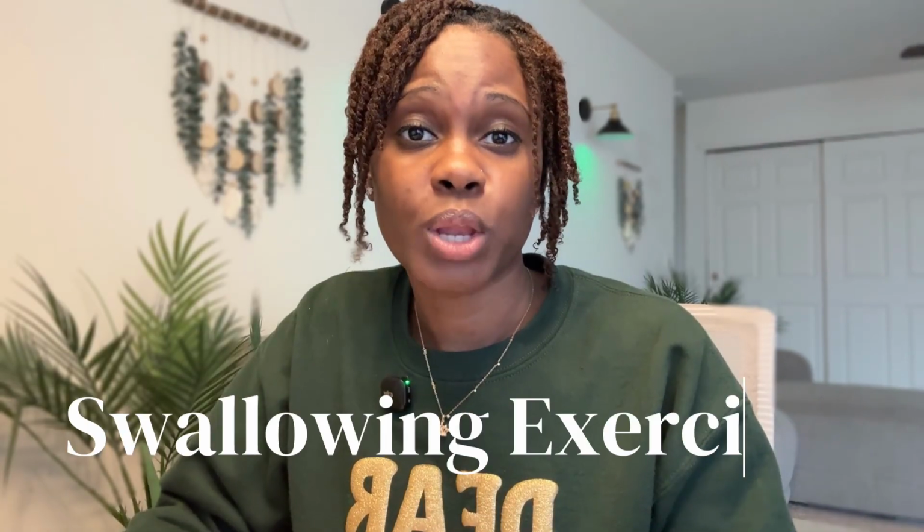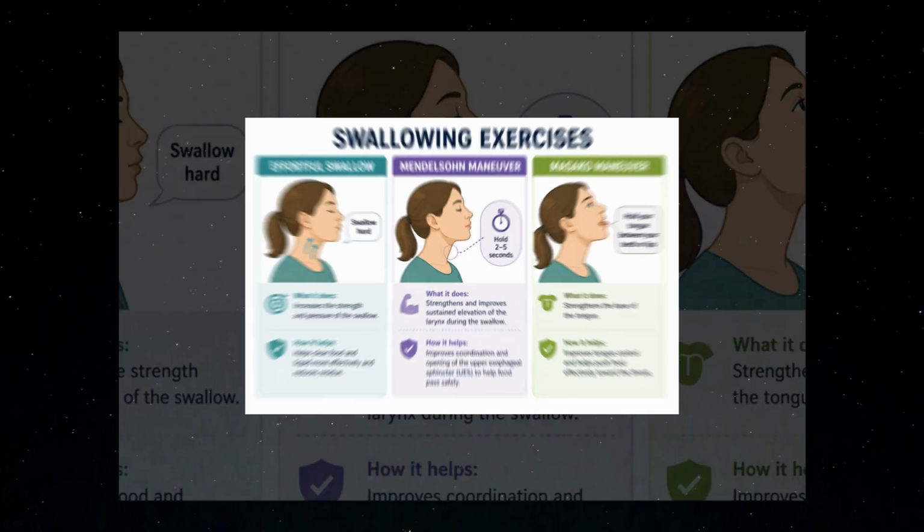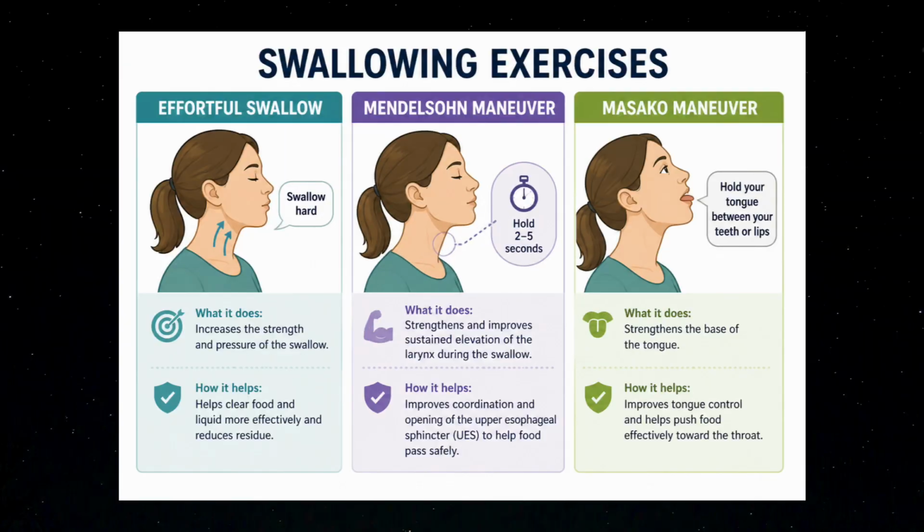Now let's talk about swallowing maneuvers, because these are active techniques that help improve timing, coordination, and airway protection. Some examples would include the effortful swallow. This is where you swallow hard to increase muscle activation. The Mendelsohn maneuver. This is where you hold your swallow at its peak to improve laryngeal elevation. And the Masako maneuver. And this helps to strengthen the muscles in the throat.